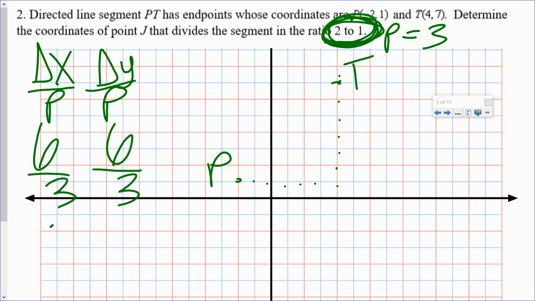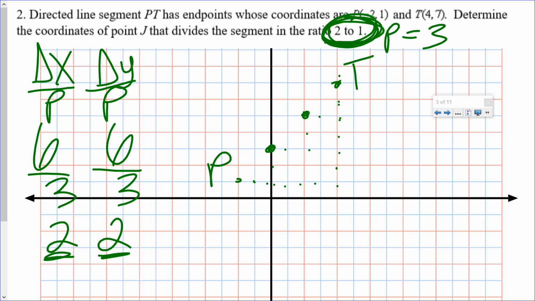6 over 3 is 2. So I'm going to count 2 in the x direction and 2 in the y direction. 1, 2, 1, 2, and make a point. Repeat: 1, 2, 1, 2, make a point.